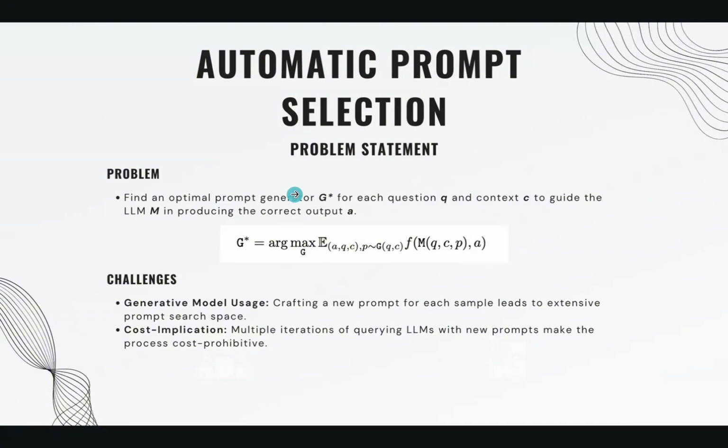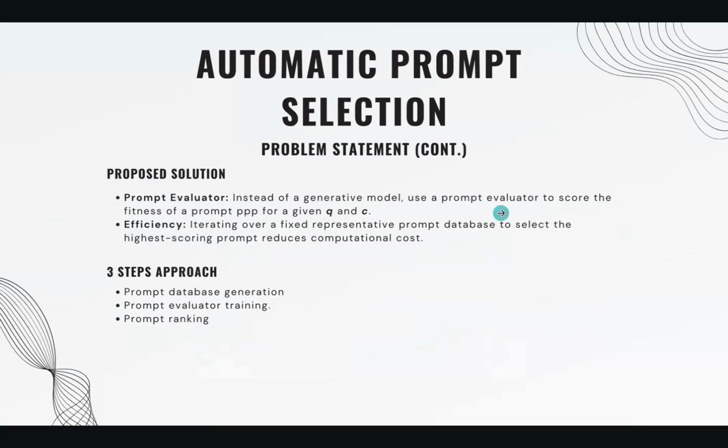There are some challenges in the traditional approach. For example, crafting a new prompt for each sample leads to an extensive prompt search space, and multiple iterations of querying LLMs with new prompts make the process cost prohibitive. Proposed solution, the prompt evaluator. Instead of a generative model, we will use a prompt evaluator to score the fitness of a prompt P for a given Q and C, iterating over a fixed representative prompt database to select the highest scoring prompt. This reduces computational costs, and it's efficient.